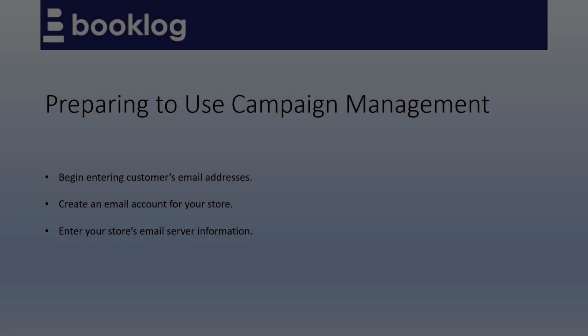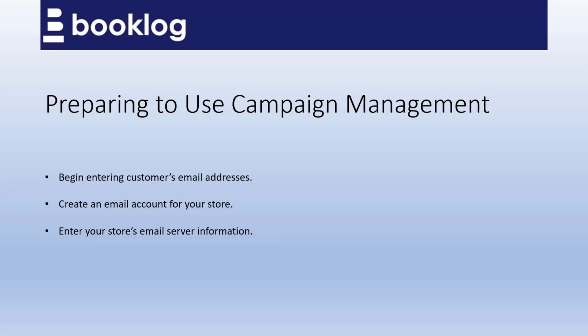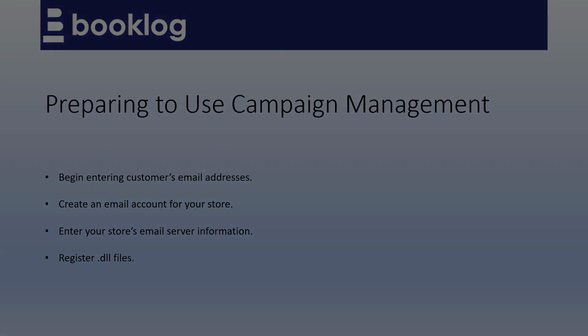Booklog needs your SMTP information to send emails to customers, but it also needs a few things configured on your Booklog computer, or computers, before you can start sending campaigns. On each computer where you plan to send emails, you'll need to register some DLL files that Booklog uses to do its emailing. If that sounds a little technical, don't worry. All you'll need to do is double-click on a file that came with your Booklog software.